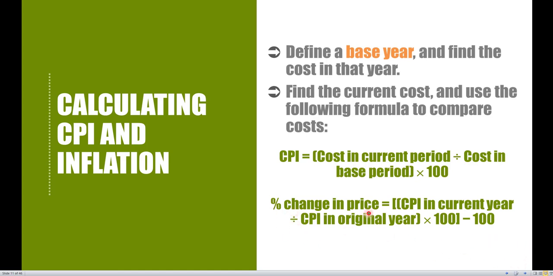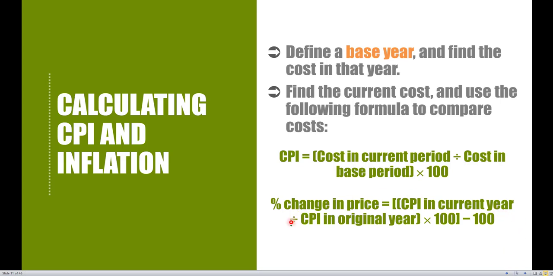So the percentage change in price, which is the inflation rate, is defined as the CPI in the current year divided by the CPI in the original year times 100 minus 100. So we need two CPIs in order to figure out what the inflation rate, or the change in prices, is going to be. The current year is always going to be the year that is the closest to us, and the original year is going to be the year that is the furthest away from us, if we want to make that a little bit more general.